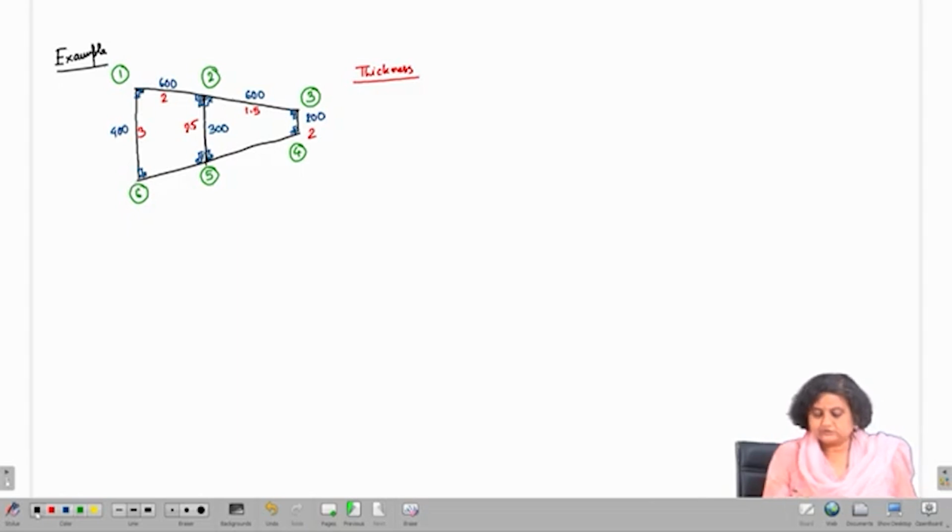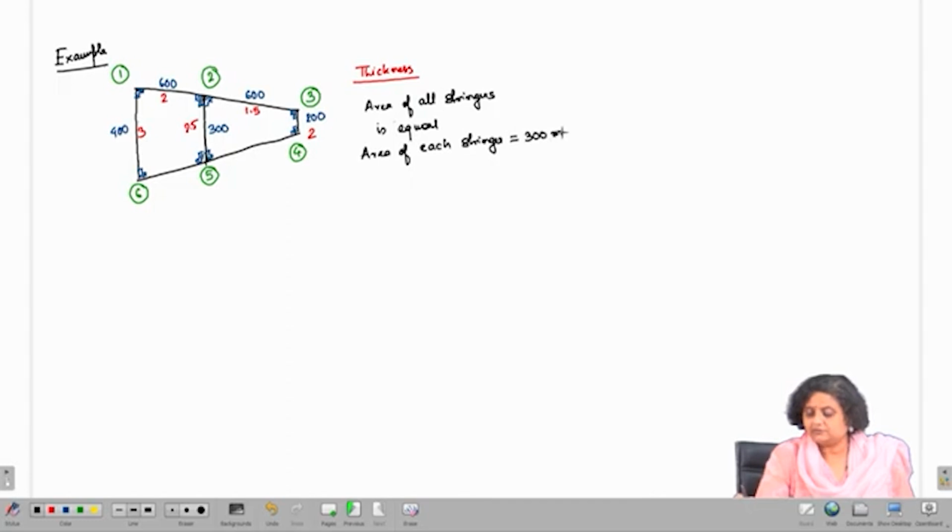I have drawn the stringers as well. The area of all the stringers is the same, or the area of all the stringers is equal, and that is equal to, so area of each stringer is given as 300 millimeter square, and all the dimensions are in millimeter.